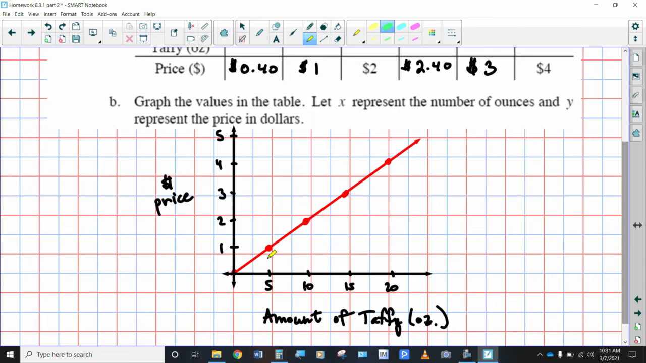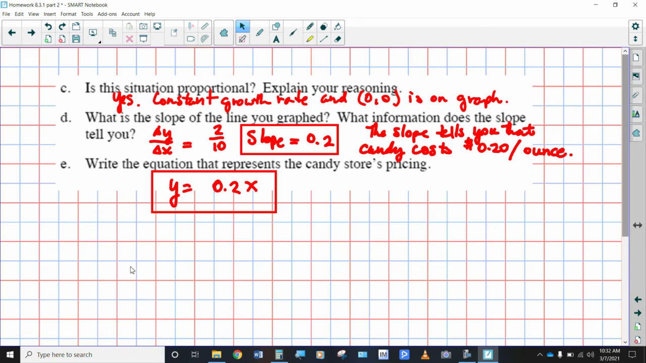Here, I guess I don't have the unit rate labeled in there, but definitely here's 5 for $1, 10 ounces for $2. And why did I not line this up properly? That's weird. Why would I ever do something like that? Oh, well. Moving on.